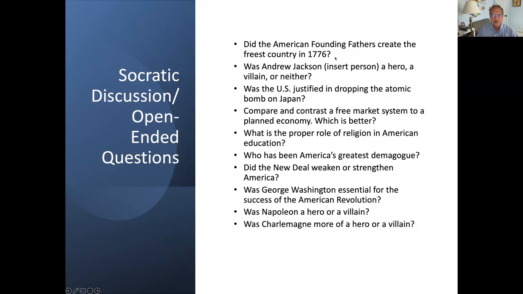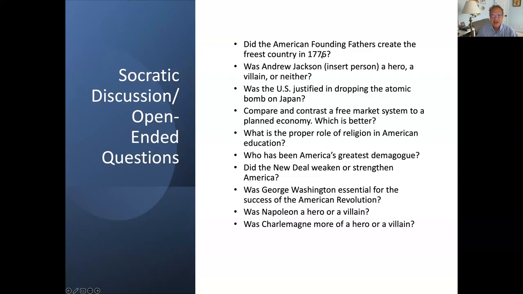Did the American founding fathers create the freest country in 1776? So I'm a writer of history, and my son Adam, who is our online class instructor, edits and revises my books. And so he and I recently just had a discussion on this point right here. Okay. And he brought up his pieces of evidence that he had. I brought up mine. And it was very, very fun.